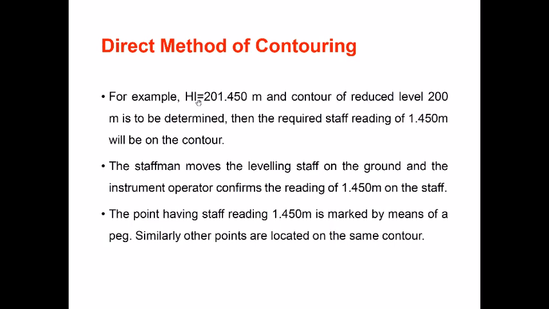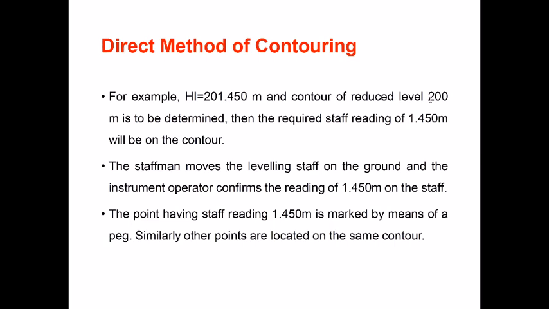And in any setting of your instrument, wherever your instrument is, the height of instrument is 201.45. So that means you'll take your staff to different locations, and the person looking through the telescope is trying to find the location of the staff where he gets a reading of exactly 1.45, because when you subtract that reading from the height of the instrument, it means that the reduced level of that particular point is 200. And you can imagine how tedious it would get.